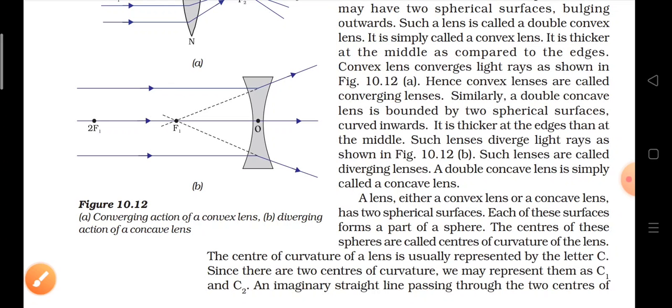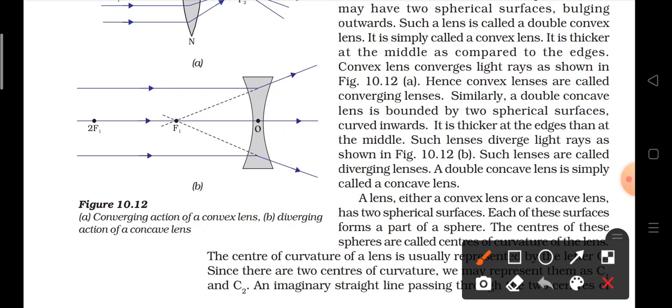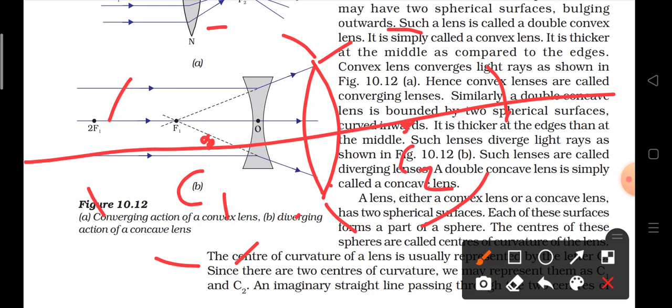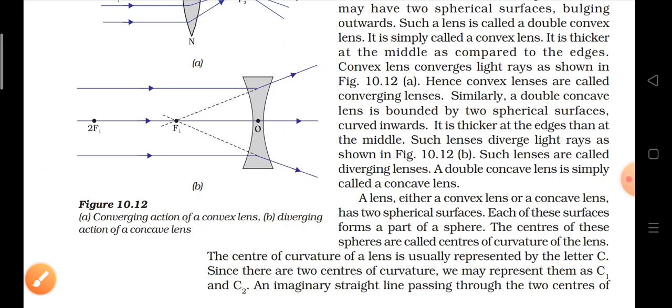Since there are two centers of curvature, we may represent them as C1 and C2. There will be two centers of curvature, as I showed you. One sphere will be formed on this side and another sphere on this side. So one center of curvature will come here and another center of curvature will come here. So one is represented by C1, the other one is represented by C2. Is it okay? So one may be represented by C1 and another one by C2.